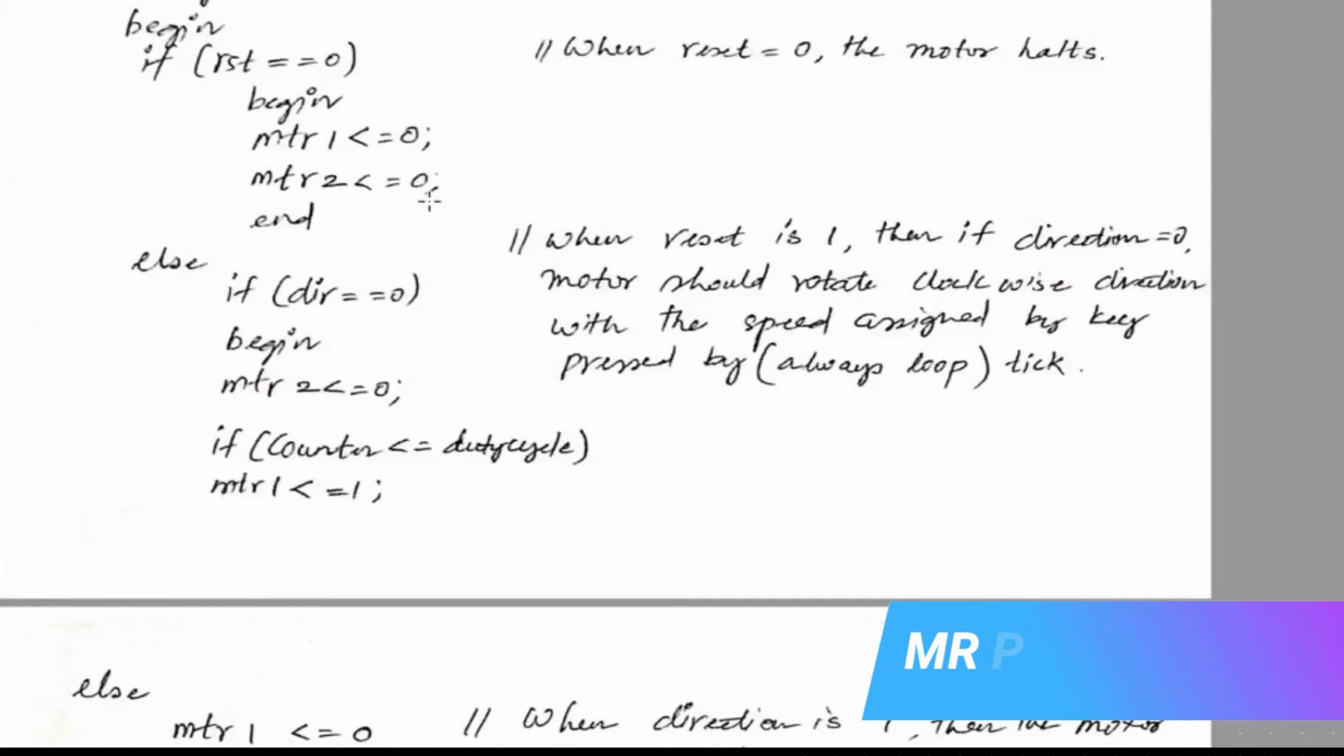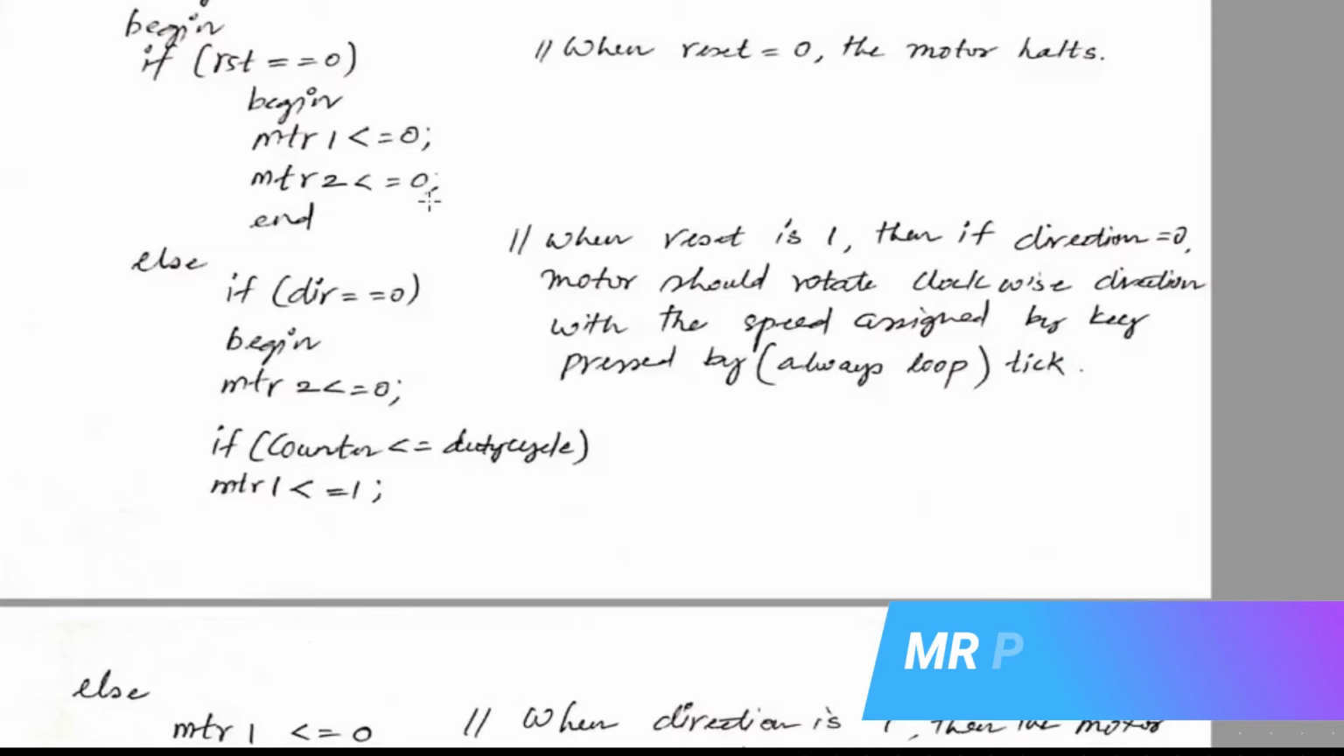So motor2 is given 0, and then whatever speed that we have assigned to duty cycle, that is being given to counter, right? And motor1 is enabled, which means 1 value is given to motor1. So what happens because of this? It is telling my direction is going to be 0, which means the motor rotates in clockwise direction.